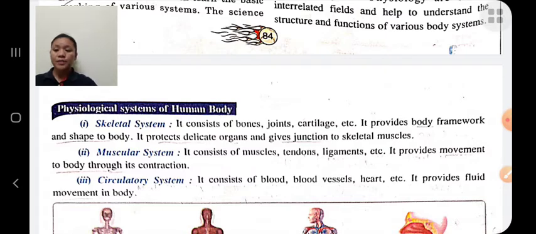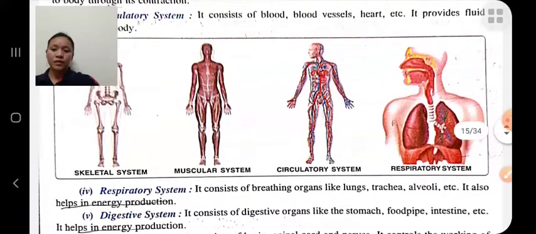The circulatory system helps in the circulation of blood throughout the body. It helps in blood transportation and provides fluid movement in the body. The circulatory system consists of blood vessels, heart, etc.